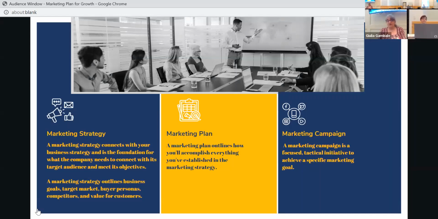All right, so here are the differences between a marketing strategy, a marketing plan, and a marketing campaign. I'm starting with the most high level. That's the first difference right here. It goes from highest level to more tactical. It's like a funnel. So a marketing strategy connects with your business strategy.